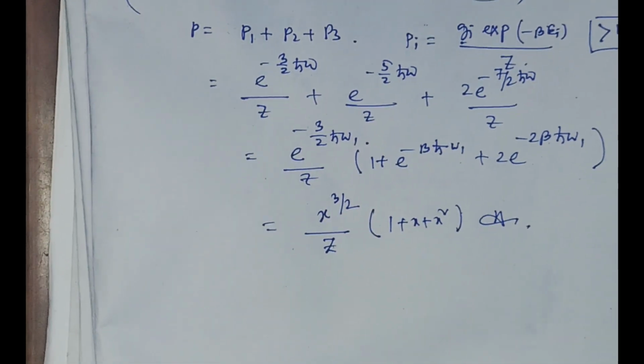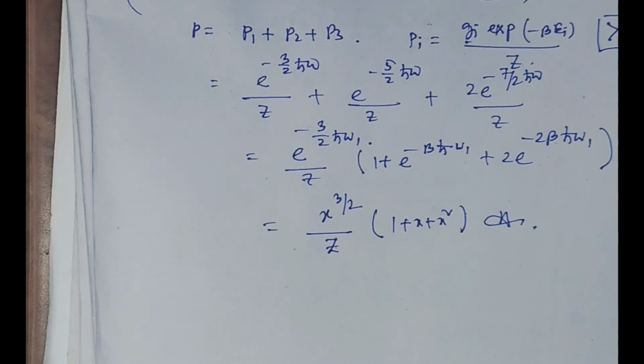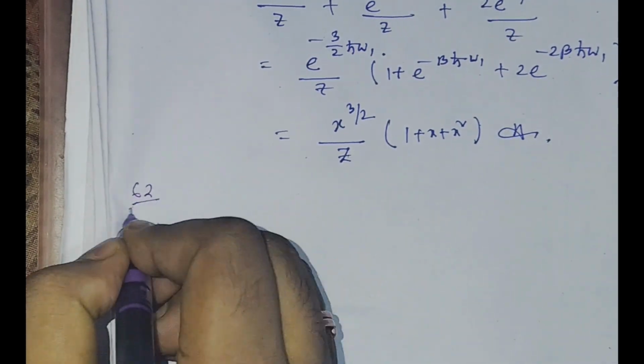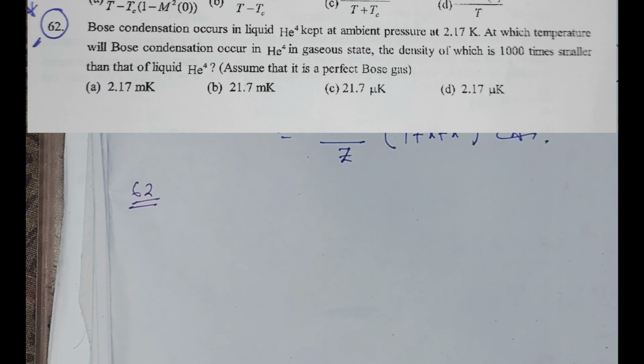Okay, this is a lengthy question, but an easy question also if you know the process and the appropriate recipe to go forward. Okay, I'm going for the next question, and this is question 62, right? This is from Bose-Einstein condensation. Bose condensation occurs in liquid helium-4 kept at ambient pressure at 2.17 Kelvin. At which temperature will Bose condensation occur in helium-4 in gaseous state, the density of which is 1000 times smaller than that of the liquid He4? Assume that it's a perfect Bose gas. Just a teeny formula you need to remember, and this calculation will be easier for you.